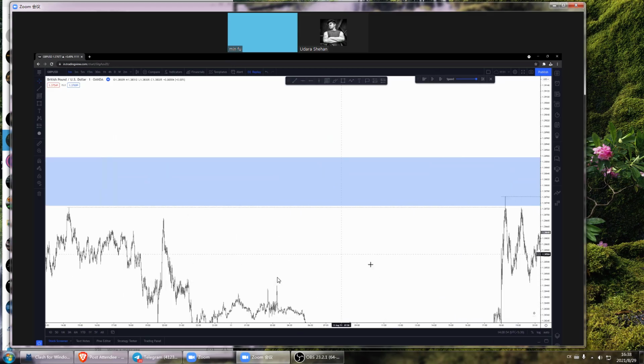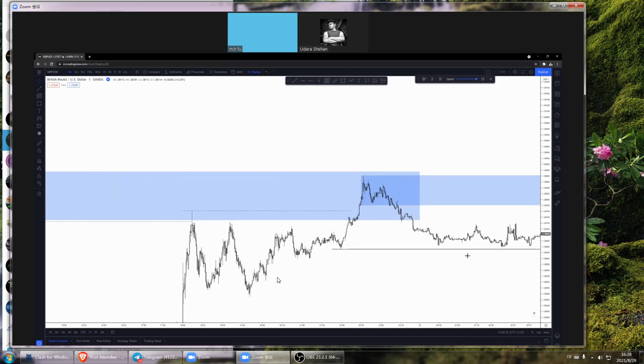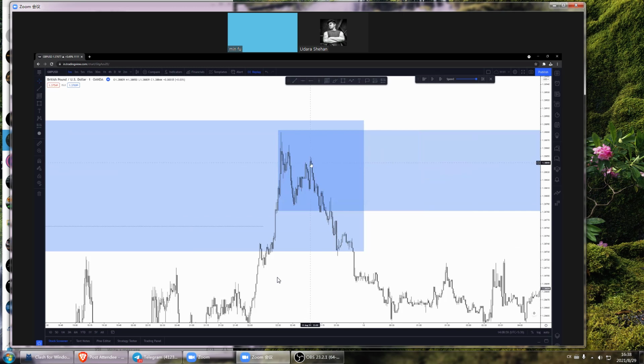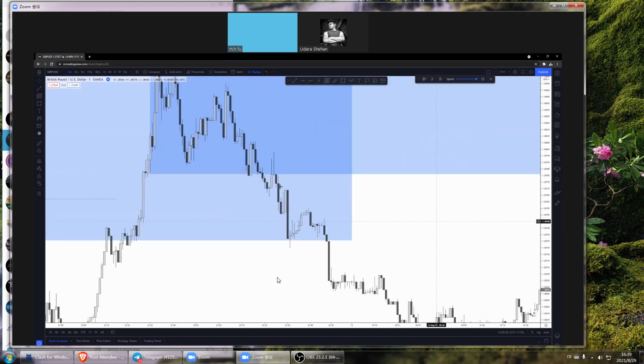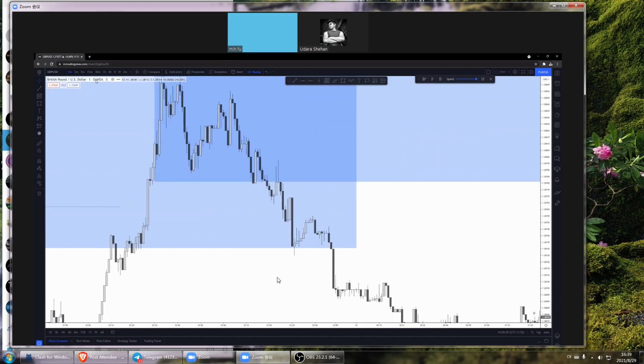How are we refining it? We're not going to refine it into inside of this or this or this. We're going to refine it to this price level. No, it has a wick.